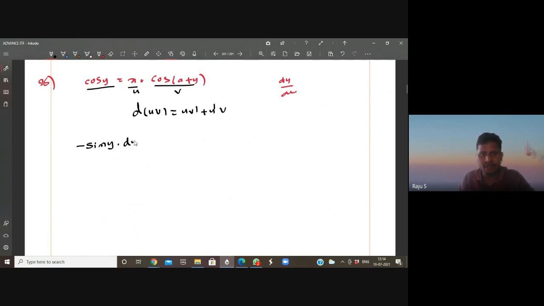Again, y derivative with respect to x is dy by dx. So cos y derivative is minus sin y, again y is dy by dx. Right side, uv rule: x into, again cos of a plus y is minus sin of a plus y. Okay. Sin of a plus y into the derivative of a plus y, which is 0 plus dy by dx. This is uv dash plus u dash v. u dash means x derivative is 1, then cos y.